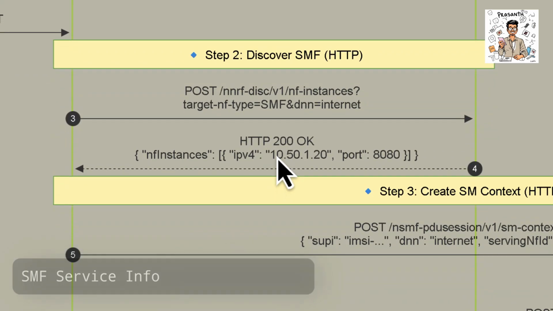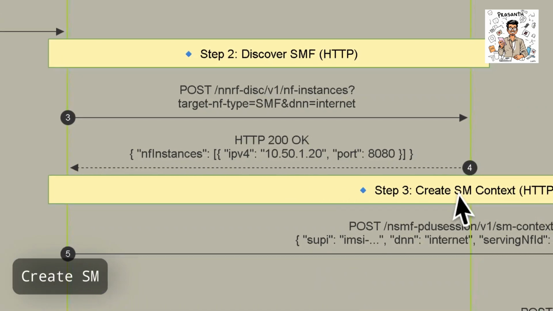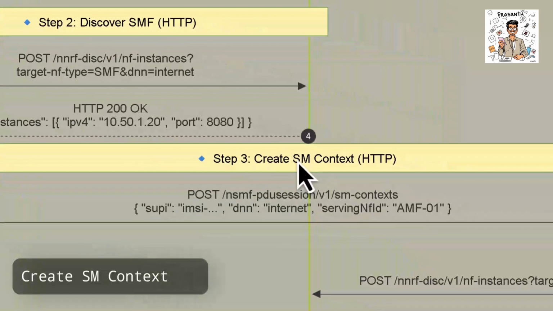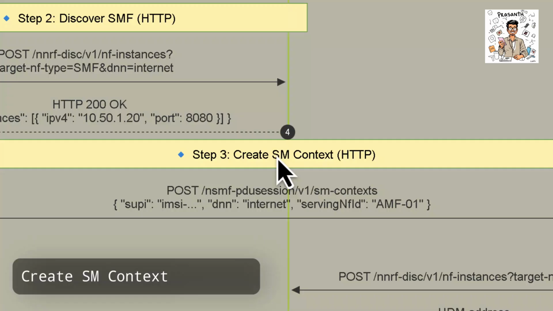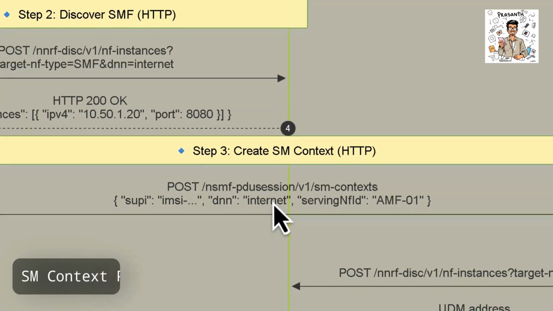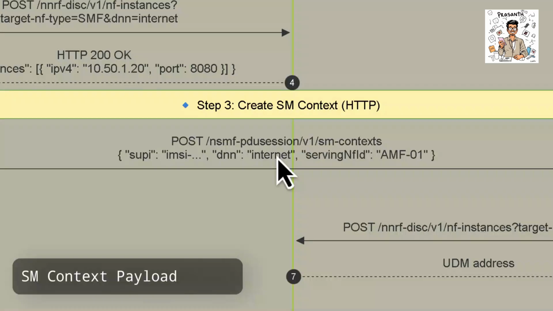With the SMF discovered, the AMF creates a session management context by sending an HTTP POST request with subscriber info, DNN, and the AMF serving ID to the SMF. This POST request includes the subscriber permanent identifier, data network name as INNET, and the serving AMF identity to set up the session context.